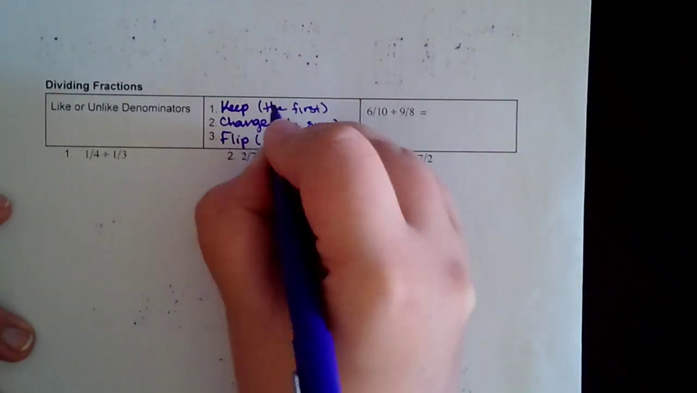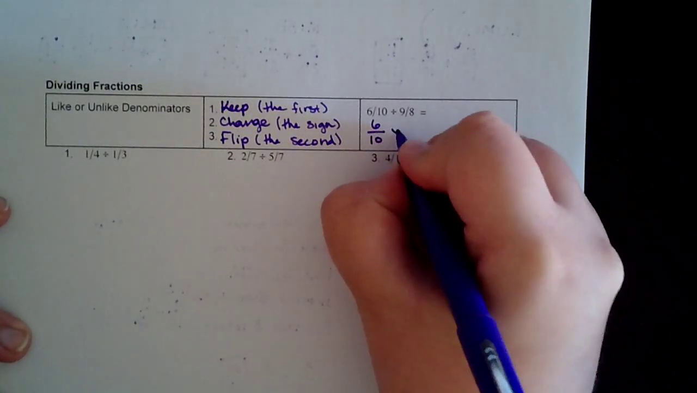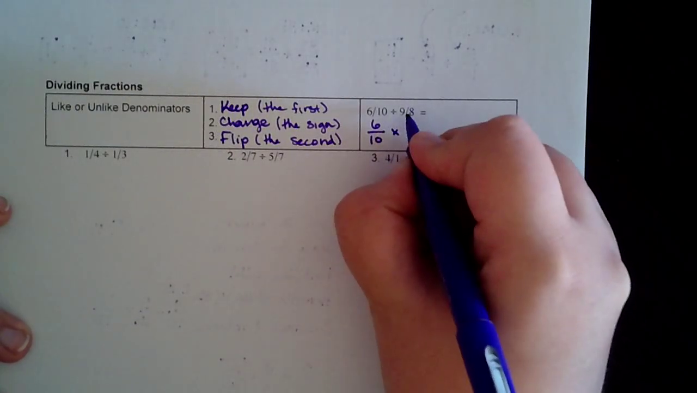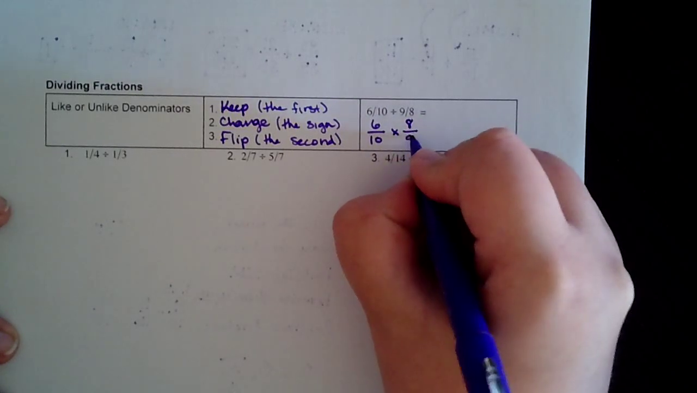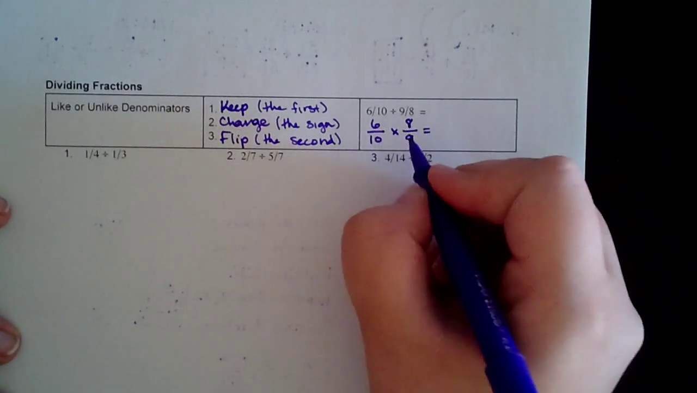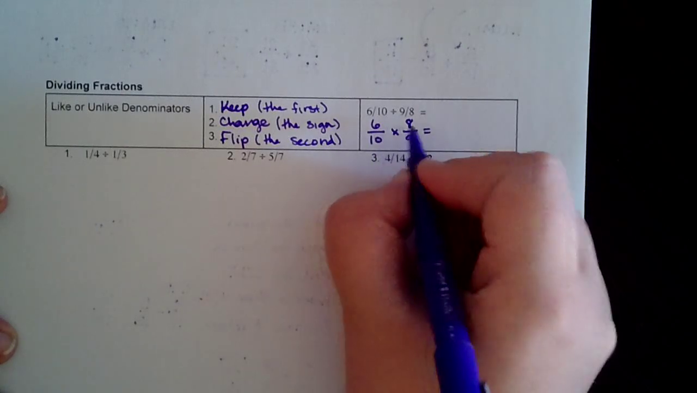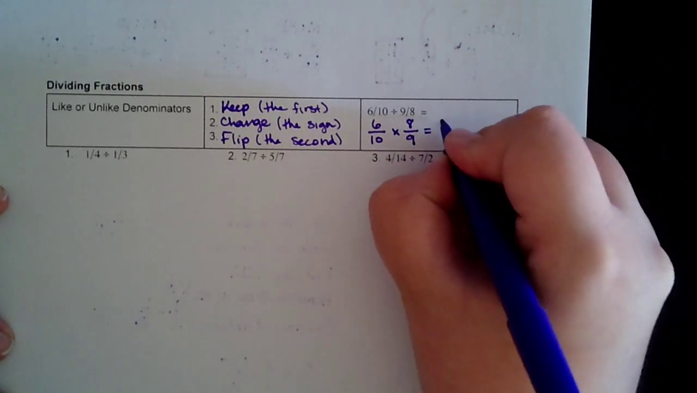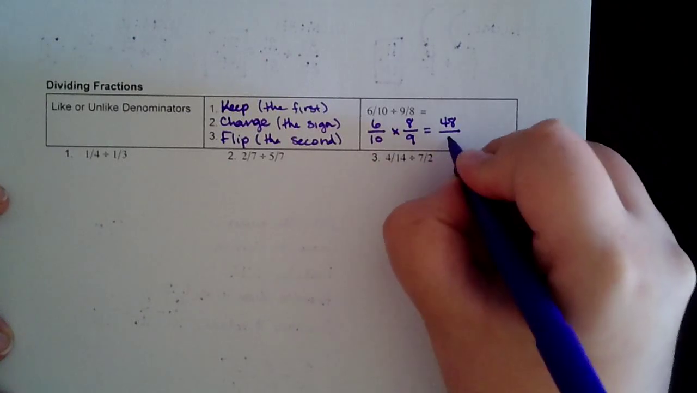If I use my keep, change, flip, I keep the first, I change the sign from division to multiplication, and then I'm going to flip my second fraction, because 9 divided by 8 becomes 8 divided by 9. Now, this is just a multiplication problem where I can multiply the numerators and the denominators. So 6 times 8, this is one that's always given me a problem. I believe it's 48, if I'm not mistaken. And then, of course, 10 times 9 is 90.